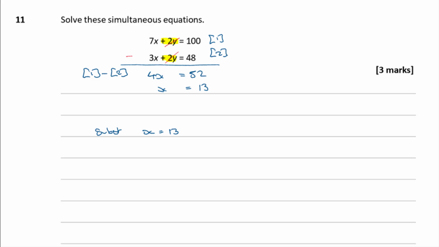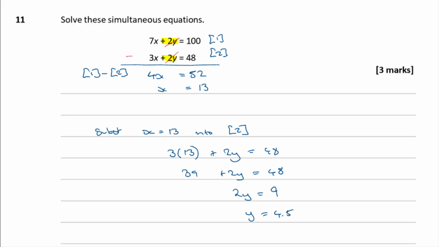So I'm going to pick equation 2, and say 3x, 3 lots of 13, plus 2y is equal to 48. So 3 13s, what's that, 39? So 39 plus 2y is 48. Then taking 39 away from both sides, that's going to give me 2y is equal to 9. And then dividing through by 2, I'm going to get y is 4.5. So therefore, the solution is x is 13, y is 4.5.